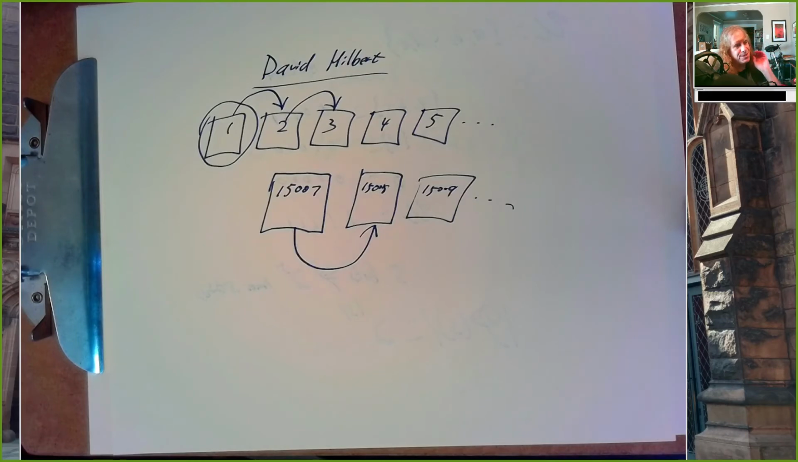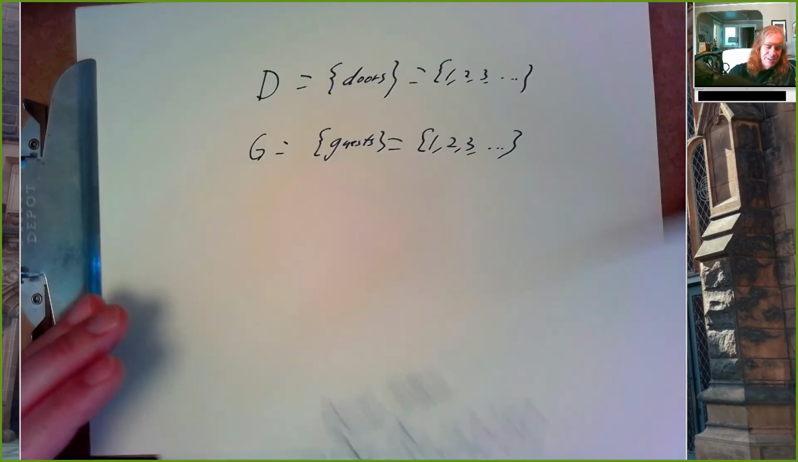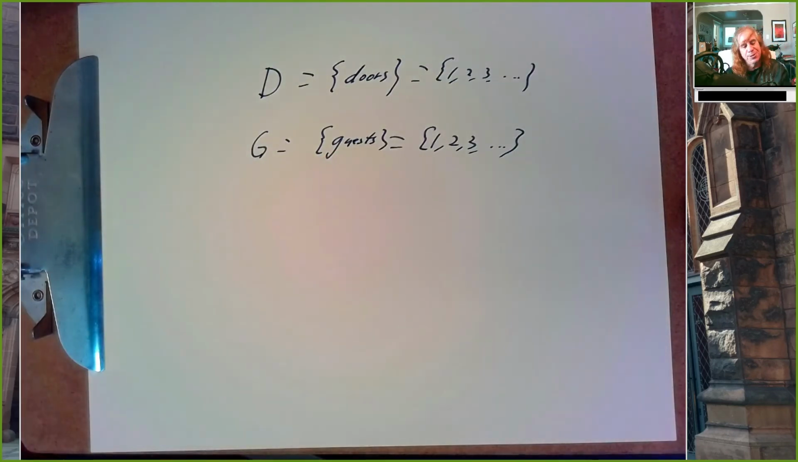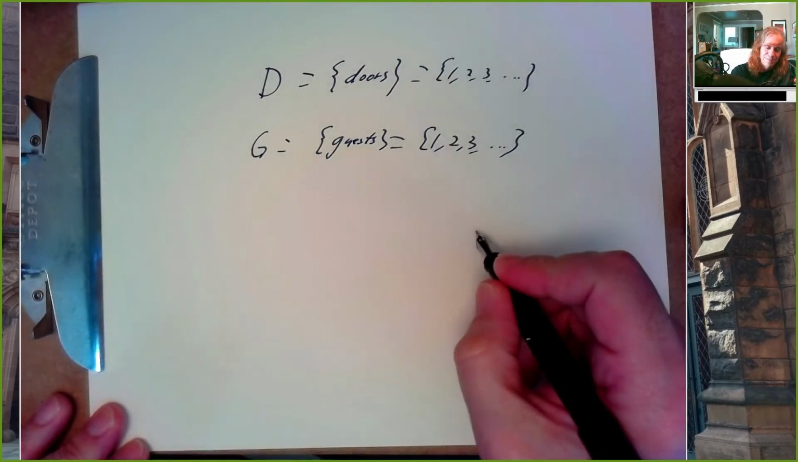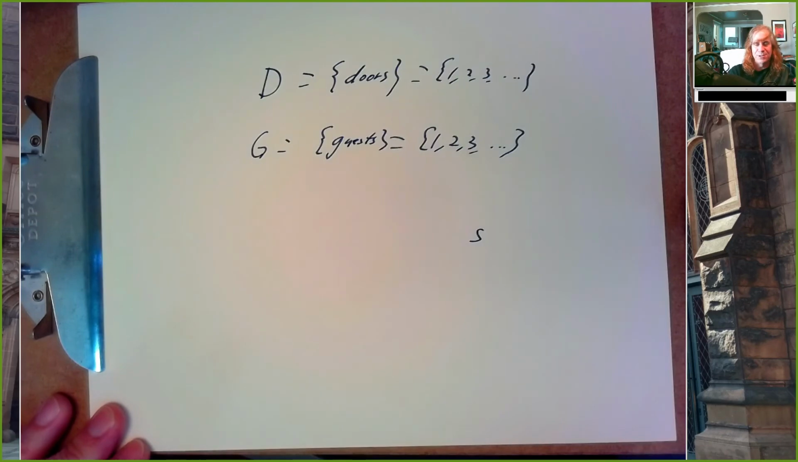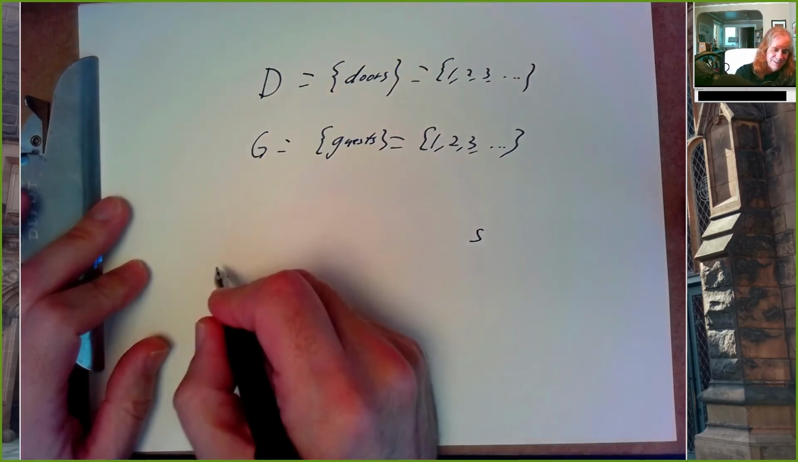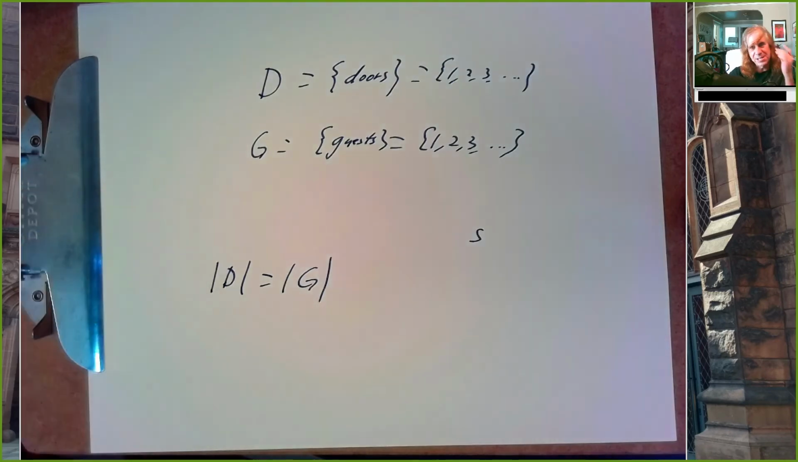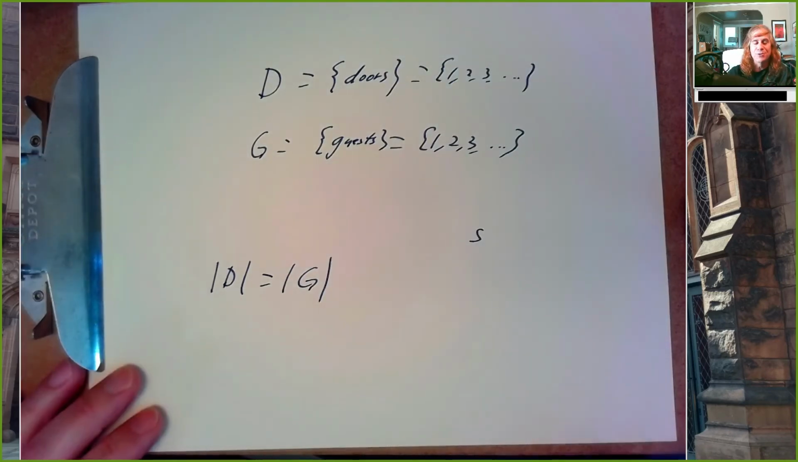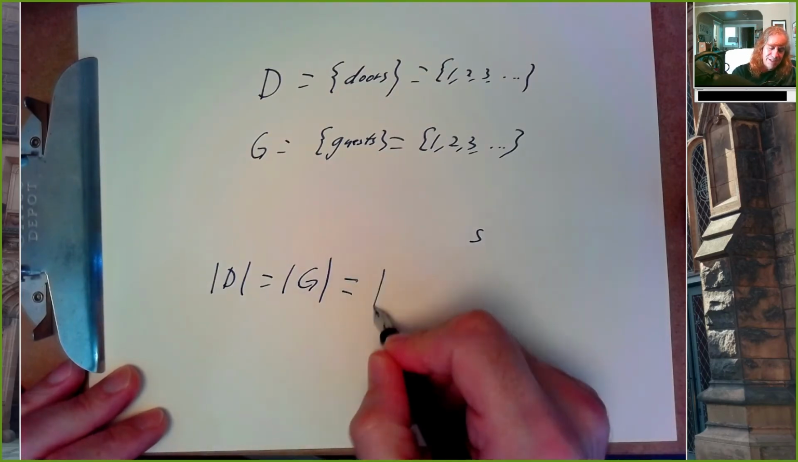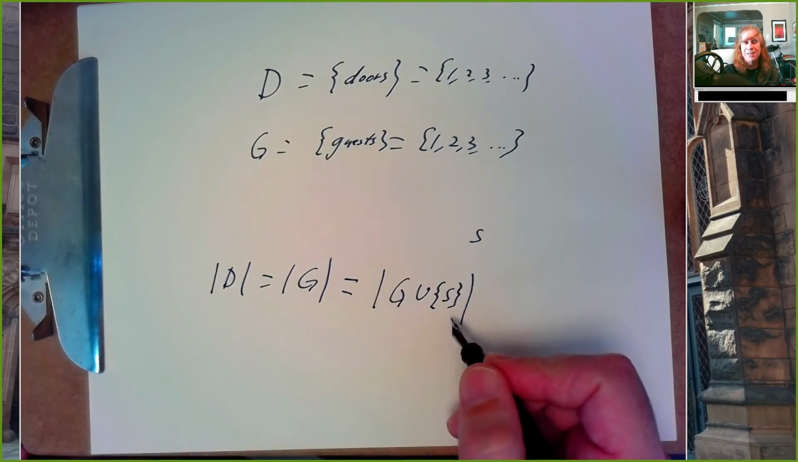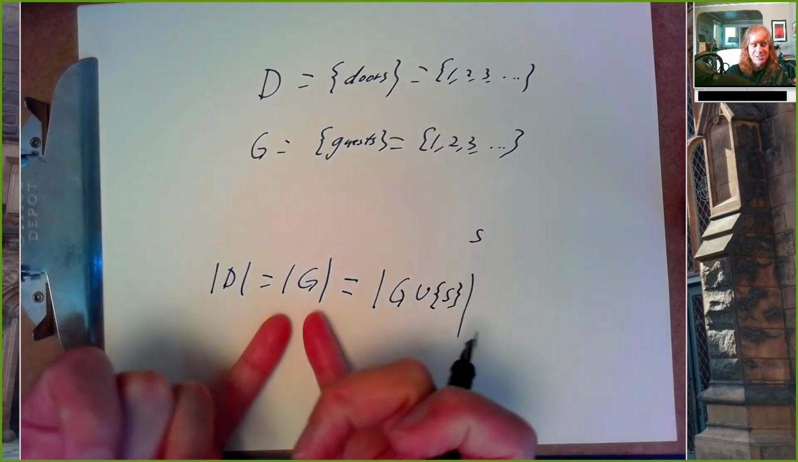Yeah, we can do the hotel as one big long corridor just to keep it simple. All right, so that's a little weird. And if we think of this as an infinite set of doors and this as an infinite set of guests, and we have some new guest showing up, which we'll call S for student, what we're seeing is that the size of the set of doors, well, we know that's the same as the size of the set of guests because every guest was in a room and so on. But this is also the same as this. The set of guests with one more element added is exactly the same size as the original set of guests.